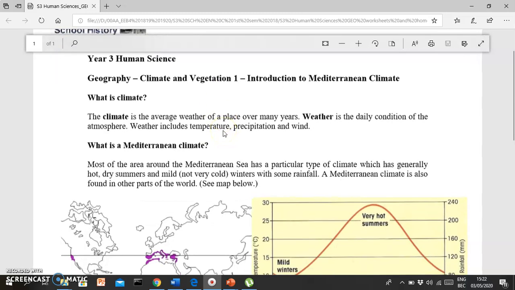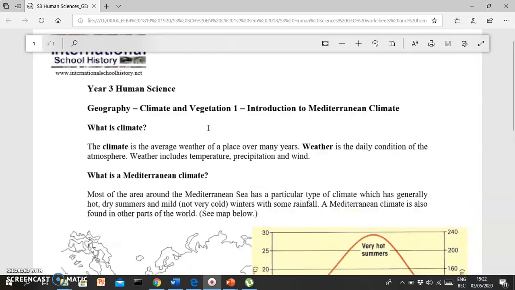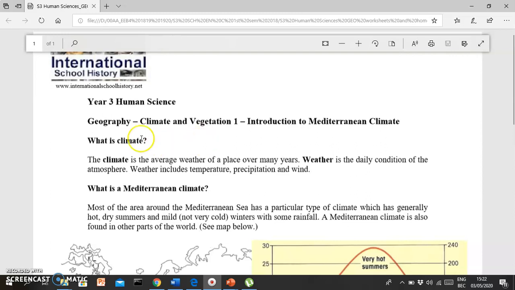I'm using this PDF. You should have access to this PDF. It's attached to a separate assignment. We're still talking about geography and climate, okay? Specifically, climate in the Mediterranean region. You've already learned about the difference between climate and weather.